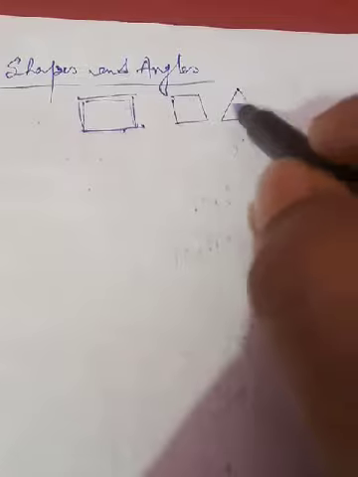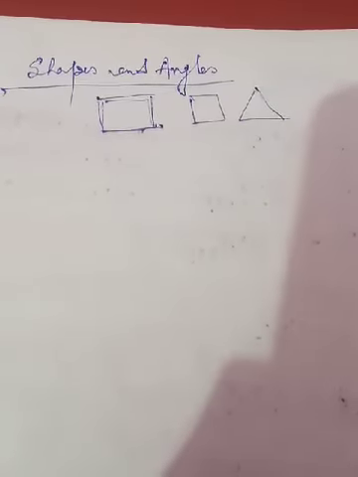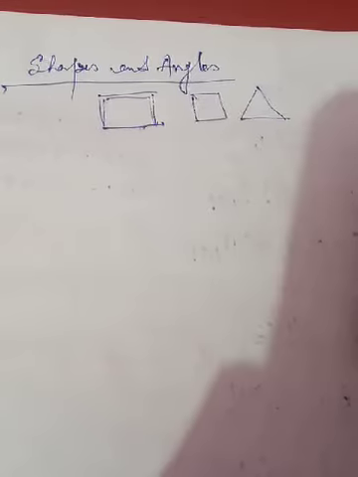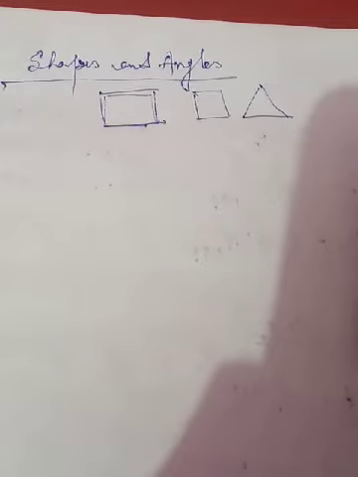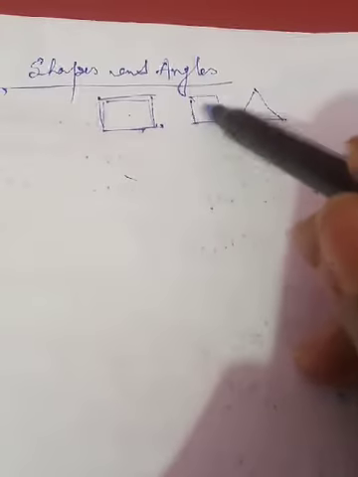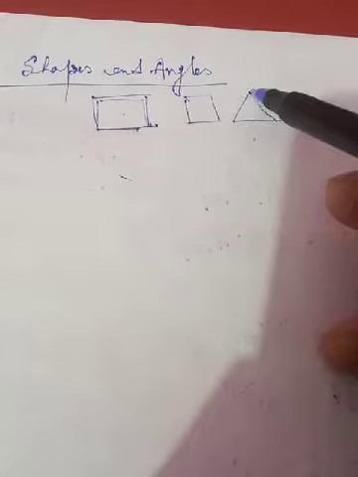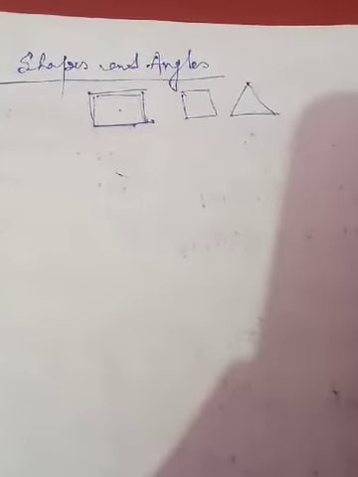A three-sided closed shape is a triangle. So this type of thing we know already. Four-sided closed shapes with opposite sides equal are rectangles. Four sides equal and four angles equal is the shape of a square. Three-sided shapes are triangles.